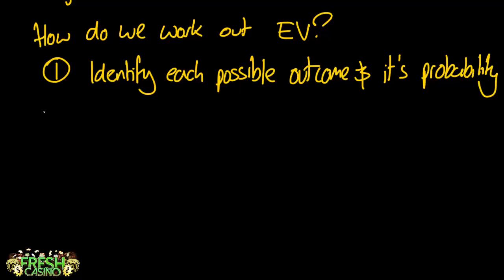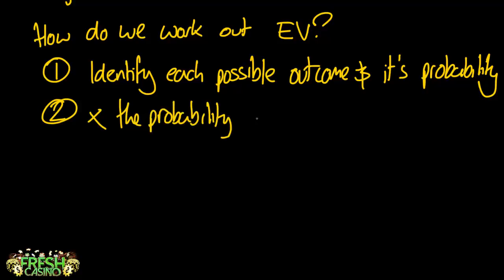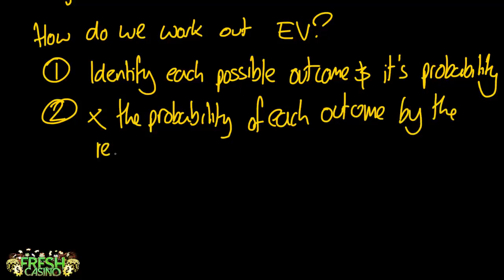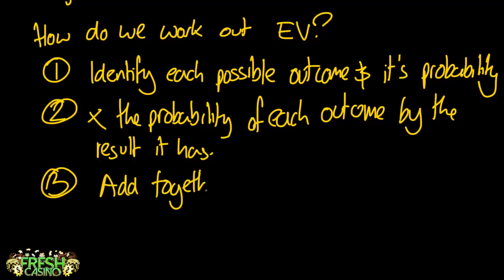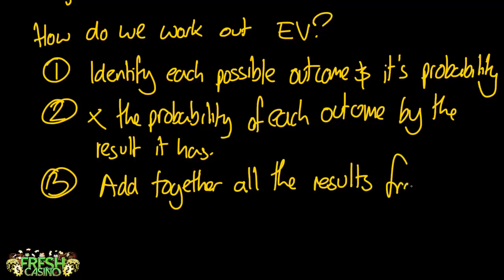Then stage 2 is you multiply the probability of each outcome by the result it has. And the final step, step 3, is you add together all the results you get from step 2.